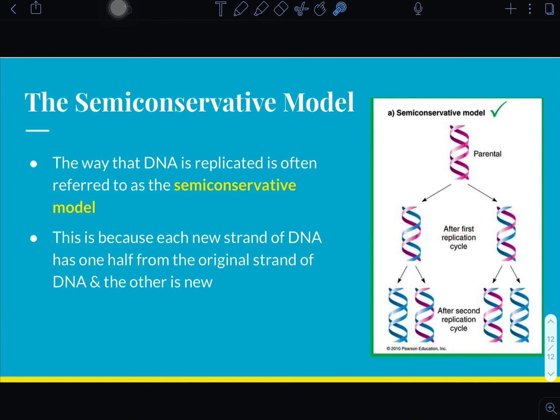So the way DNA is replicated is called the semi-conservative model, and this is because each new strand of DNA has one half from the original strand. It's not a complete new set. It's half conservative. We conserve, we keep. So we somewhat keep our original strand. Okay, so that is the idea with DNA replication. Lots of enzymes, Chargaff's rule, complements get matched up, semi-conservative model as we work through this.